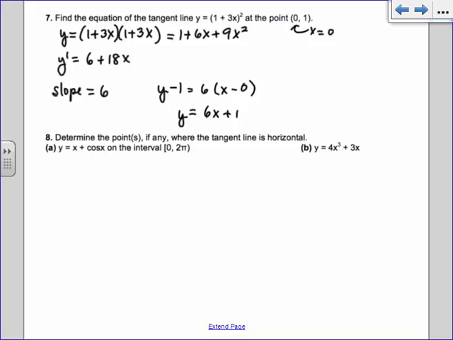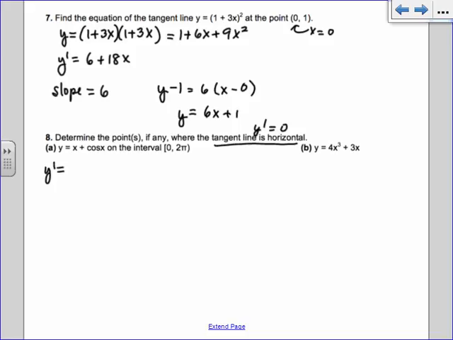All right, and the last thing, so it says determine the points, if any, where the tangent line is horizontal. So when you see tangent line is horizontal, this will happen on your test a lot. What do you write? You want to find when the slope is equal to 0, right? y prime equals 0. So we're going to do y prime.